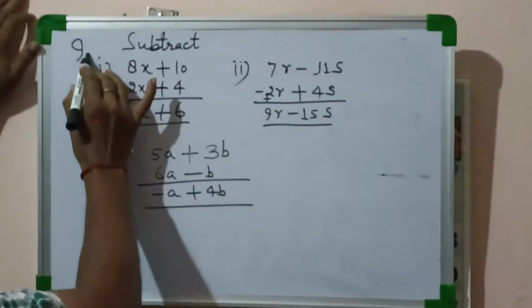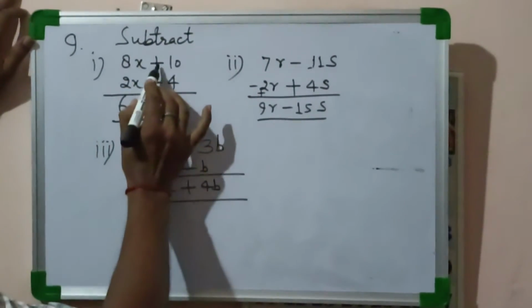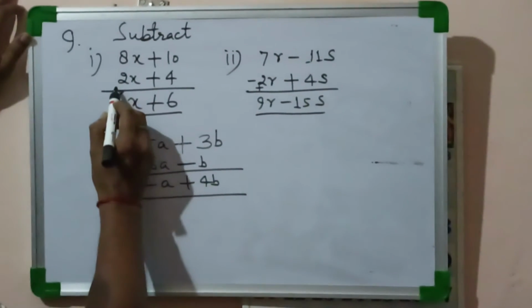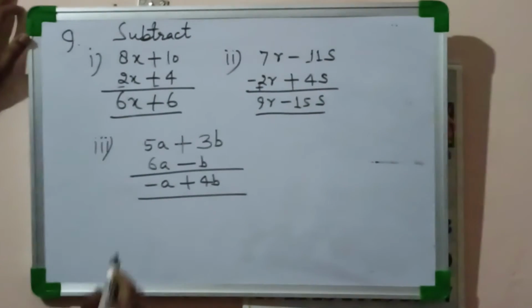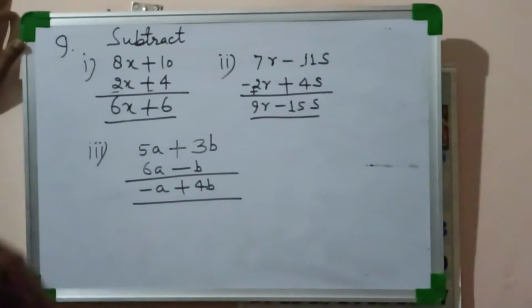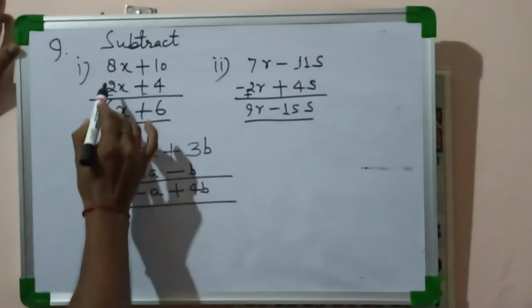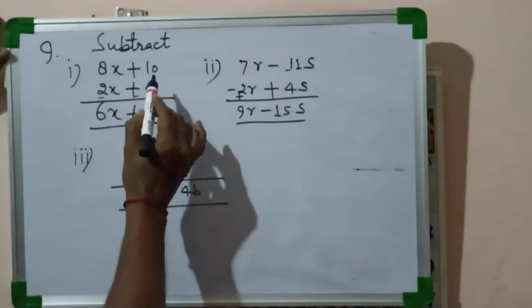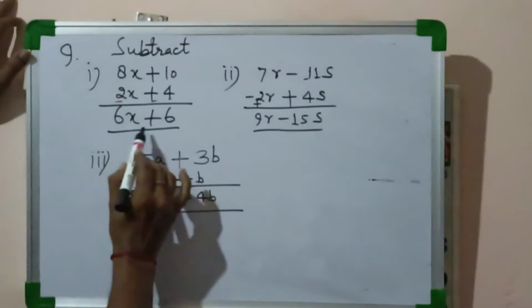Now question number 9. Subtract 8x plus 10 and 2x plus 4, you have to subtract. Subtract means minus. So 8x minus 2x, 8 minus 2 is 6x. 10 minus 4 is 6. So 6x plus 6.